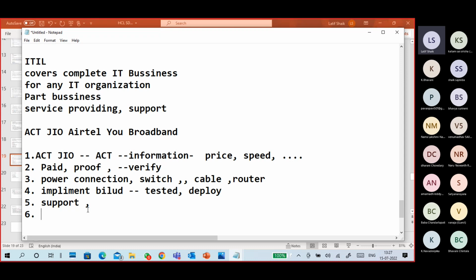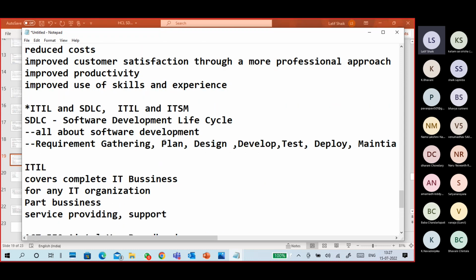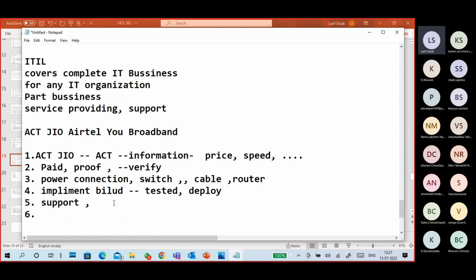So these are the main things in a business, right? The same thing: you can construct a building, or web development, or application development, or infrastructure management, or cloud management. You can take anything as an example and understand ITIL.